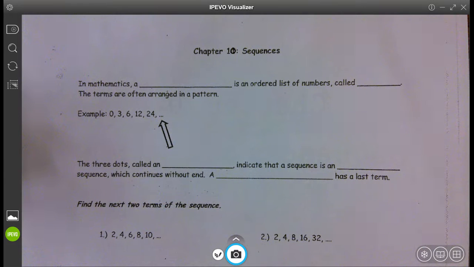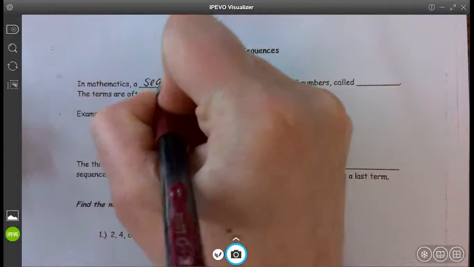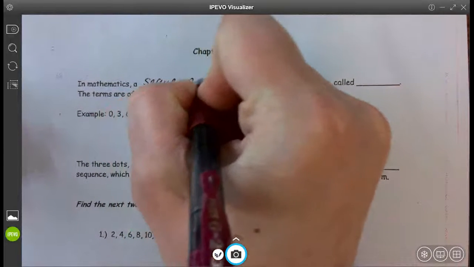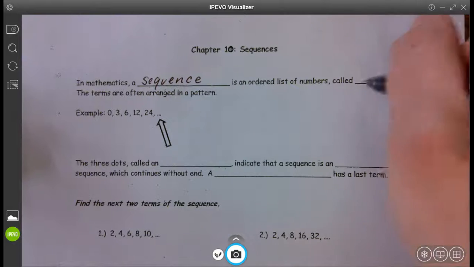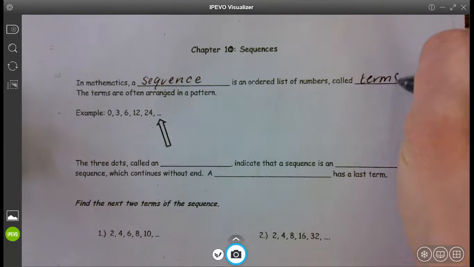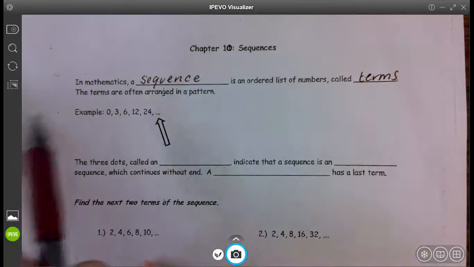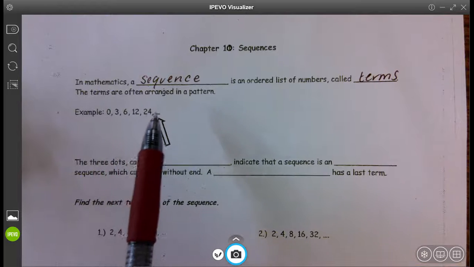Okay, this is chapter 10 in your book. It's called Sequences and Series. In mathematics, a sequence is an ordered list of numbers called terms. The terms are often arranged in a pattern.